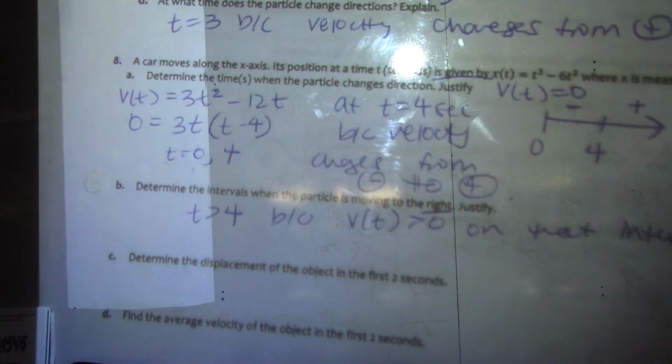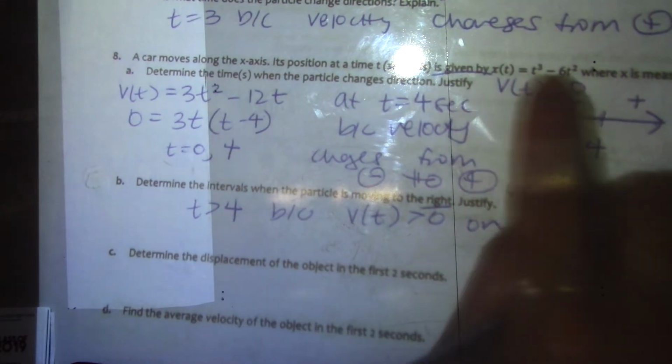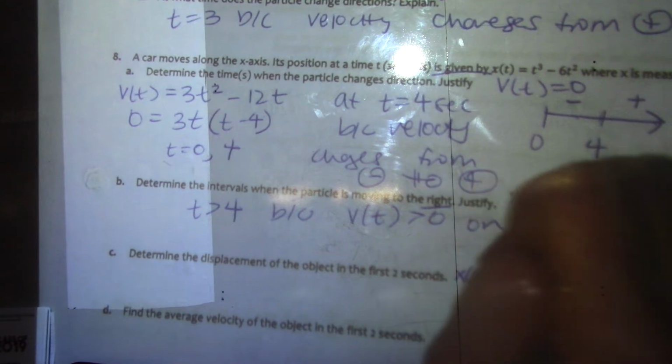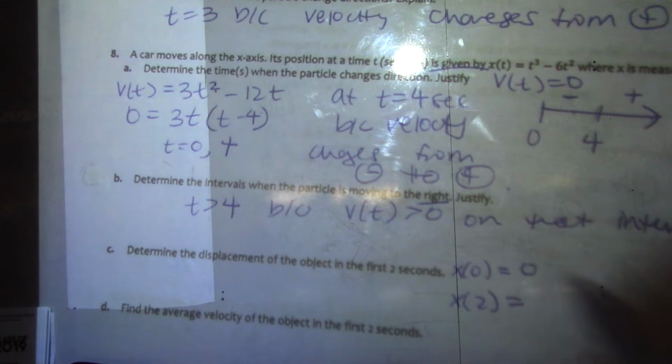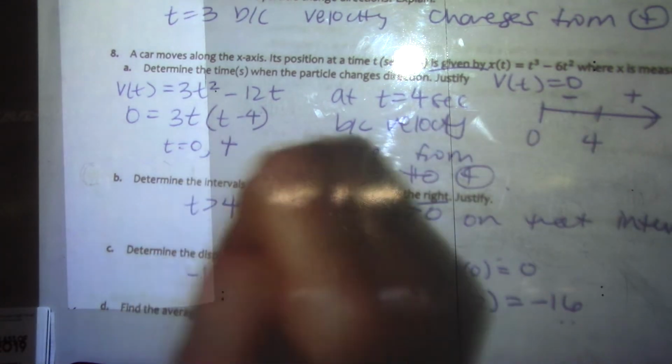Displacement is just change in position. So I have position right here. Let's find position at the beginning and position at 2 seconds. At 0, it's just 0. Position at 2 seconds is negative 16. So the change in position, final minus initial, is negative 16 feet.